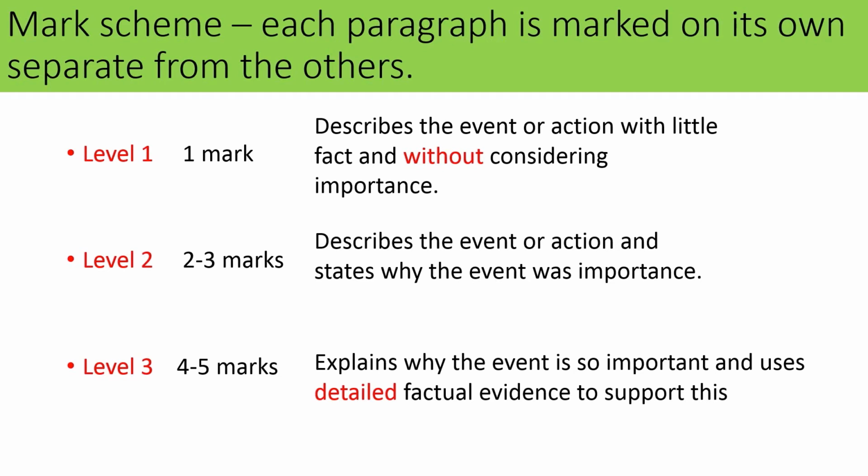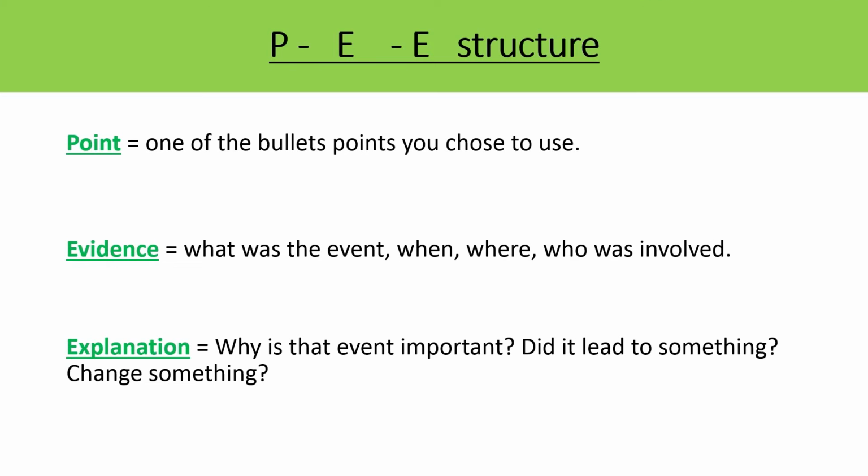They're marked separately. So to get 1 mark for a paragraph, you just talk about the event with barely any facts and you don't talk about why it's important. For 2 to 3 marks, you talk about why it's important. For 4 to 5 marks, you give detailed factual evidence, and you talk about why it's so important. So it's fairly easy to get yourself up to 4 or 5 marks, and you really should be getting it on this question.